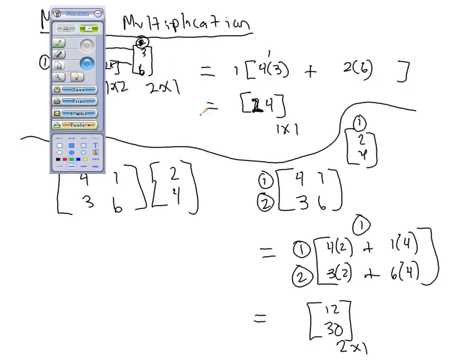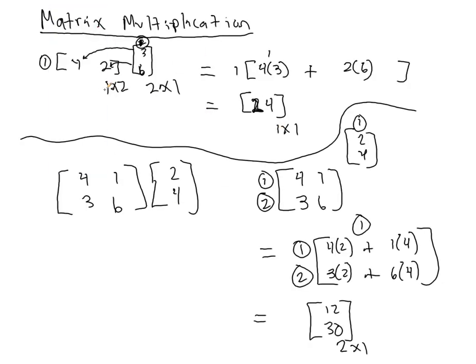Back up here, we took a 1x2 and a 2x1. Our inner dimensions matched. Our final matrix was of size 1x1 because we had one row to multiply by one column. Here we took a 2x2 times a 2x1. The inner dimensions were the same, the compatibility issue was satisfied, and our resulting matrix was two rows by one column large.